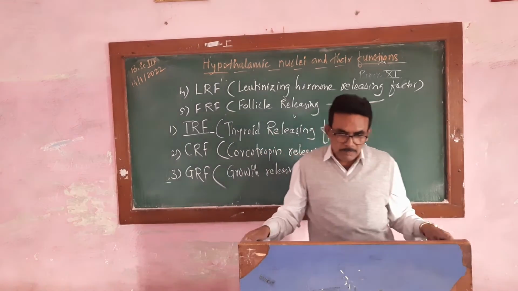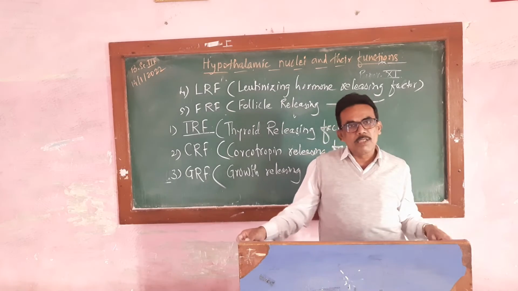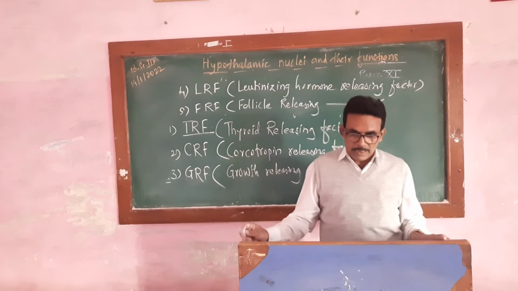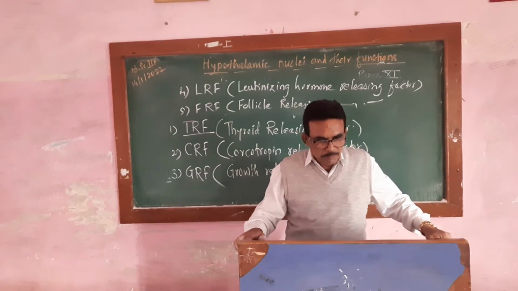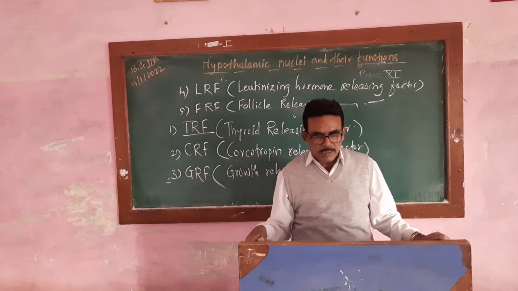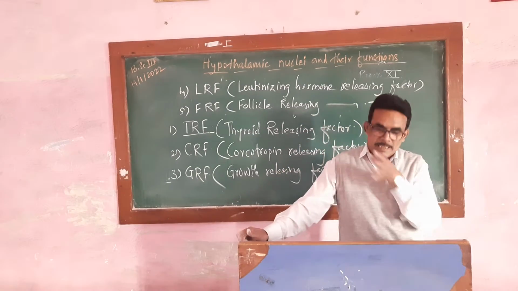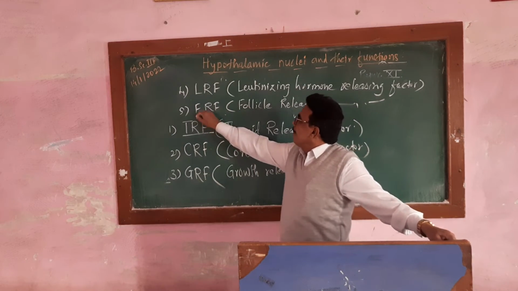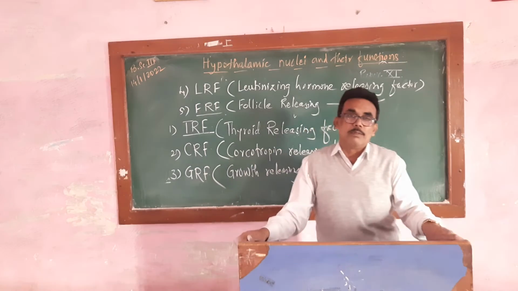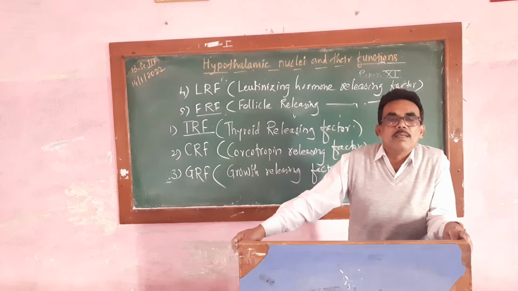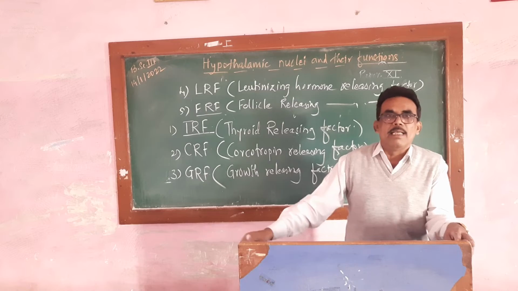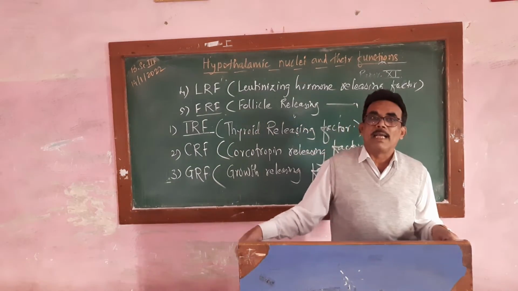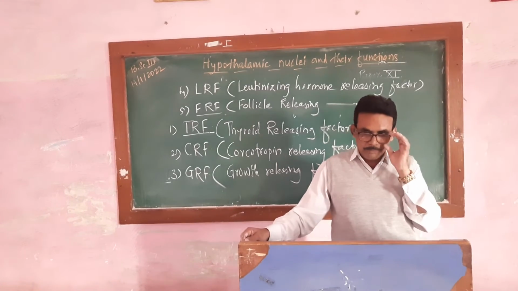Follicle releasing factor, or follicle stimulating hormone FSH. Follicle stimulating releasing factor will cause release of follicle stimulating hormone from the adenohypophysis. So without the secretion of this factor, the releasing hormone will not be released, then there will not be stimulating hormone released by the adenohypophysis or pituitary.